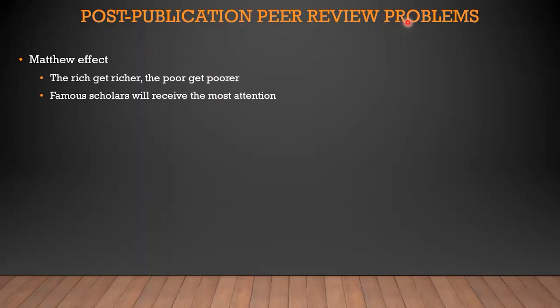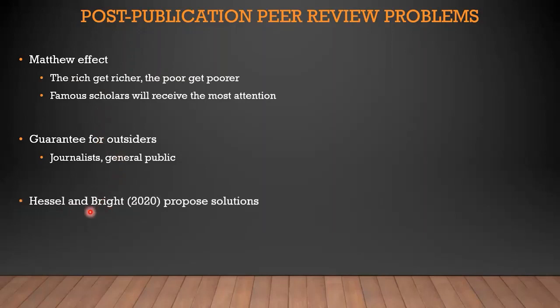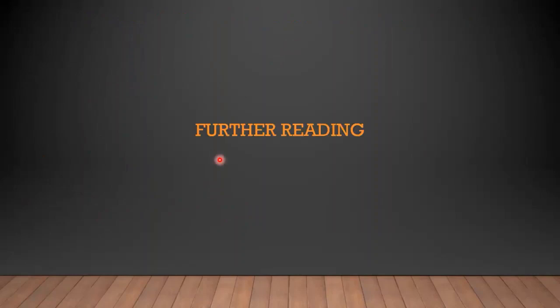So post-publication peer review has problems, and people who advocate this revolutionary, controversial idea admit that there are problems. One problem is the Matthew effect, where the rich get richer and the poor get poorer, so famous scholars will receive the most attention. Another problem is, if researchers within the field may presumably be able to evaluate the impact, what about journalists, what about the public? So there are problems, and a recent paper proposes some solutions to the advocates of this process.